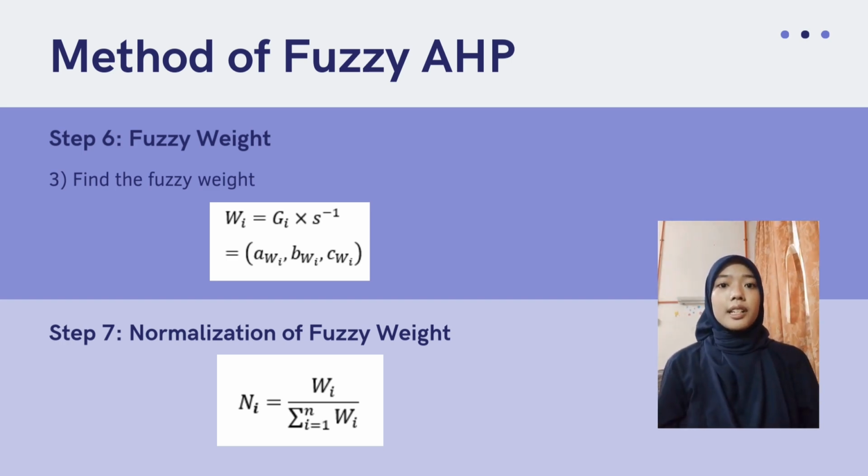For the last step, which is finding the normalized fuzzy weight, now that we have obtained the fuzzy weights, we need to normalize them so that they sum to 1. This makes it easier to compare and rank the criteria effectively. The normalized fuzzy weight for each criterion is calculated as shown in the slide. Once normalized, the weights represent the relative importance of each criterion in a fuzzy environment. The higher the normalized fuzzy weight, the more important the criterion. At this stage, the fuzzy AHP process is complete and we can use these weights to make rational, data-driven decisions while considering uncertainty and subjectivity in expert judgment.